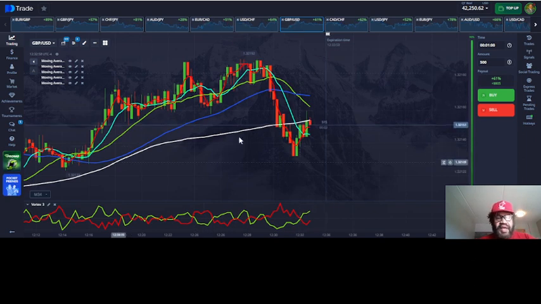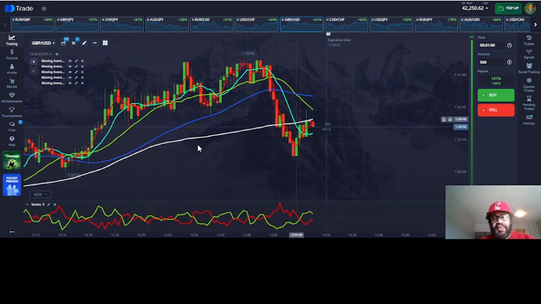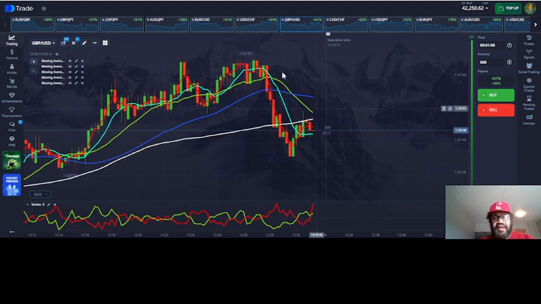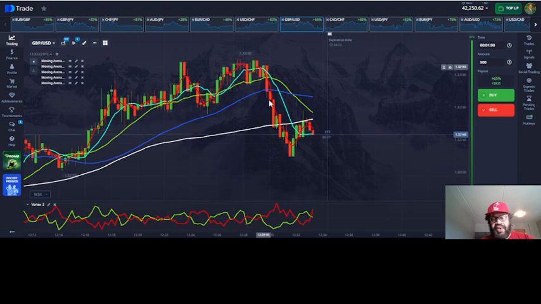For my moving averages, I've included the 100 period simple moving average, which is the white line here, the 50 period SMA, which is the blue line, the 20 period SMA, which is the green line, the 9 period SMA, which is the turquoise line here, and then the final is the 3 period SMA, the fastest SMA.